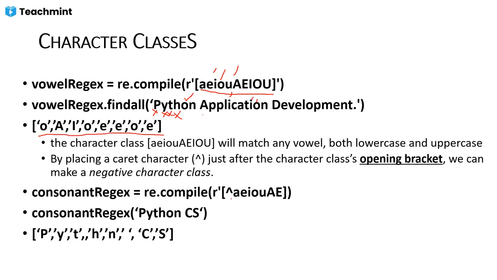Now, not in vowel. Like in this case, Python CS, the not-character symbol is used. It is not matching this one. P is not matching, P is not here. Y is not here. T is not here. H is not here. O is here, so don't consider that one. So these are N, space, and CS. The rest of the things are ignored.